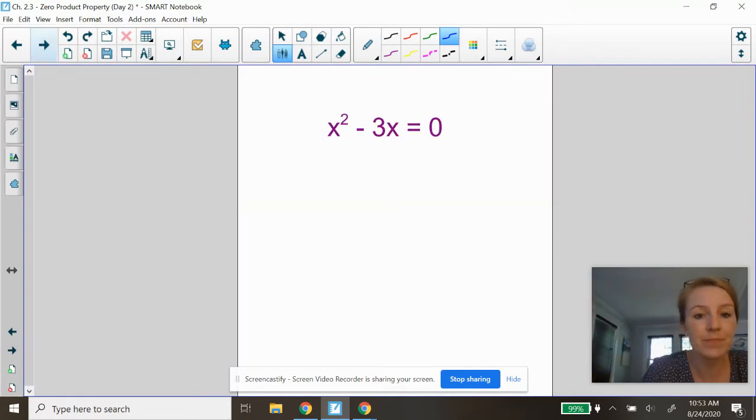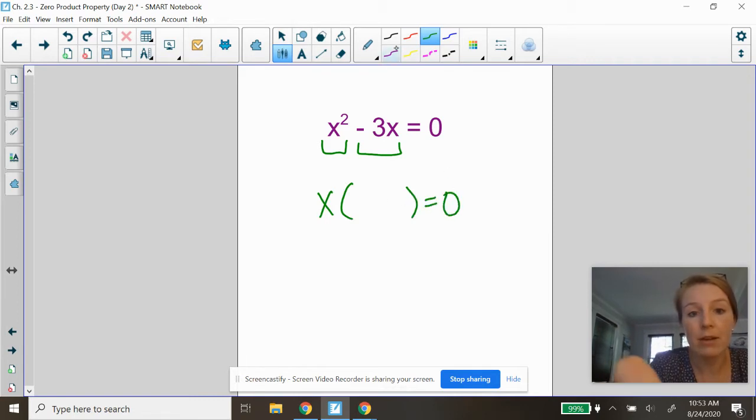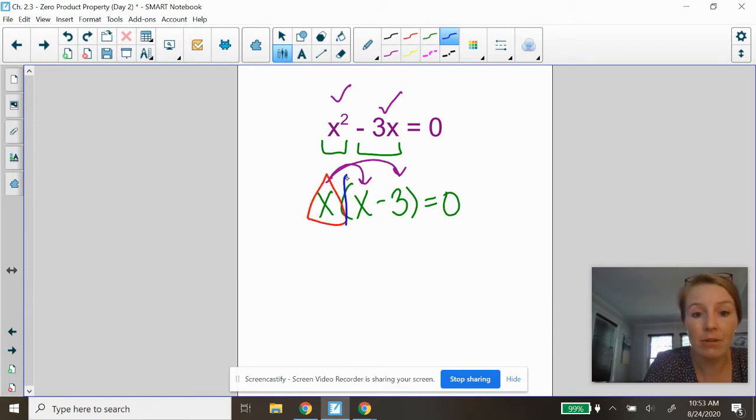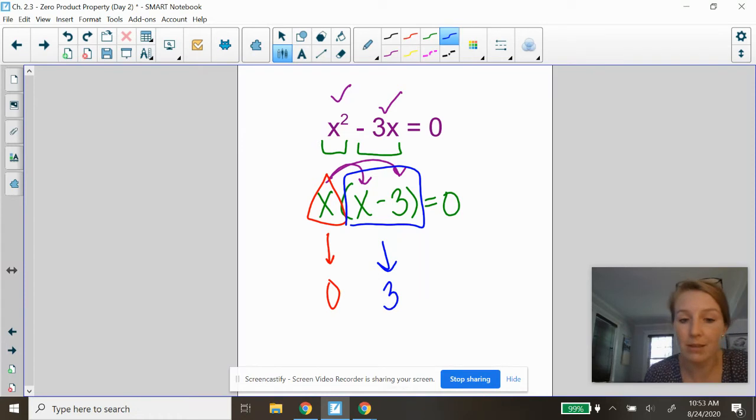Let's try another. Hopefully this looks really similar. I'm looking at my two terms, and I'm thinking about what do they have in common. I know they have x in common, so I'm going to pull that out. Then I'm going to think about what do I need to multiply x by to get back to x squared. That's going to be an x. What do I need to multiply x by to get back to negative 3x? That's going to be a negative 3. Now I'm able to think about my red triangle and my blue box. My red triangle is going to get me to a solution of 0, and my blue box is going to get me to a solution of positive 3.